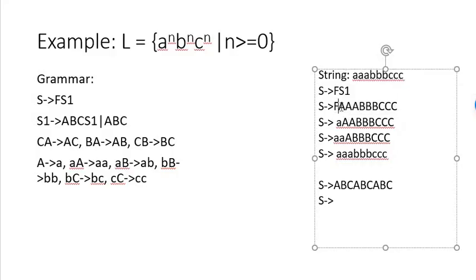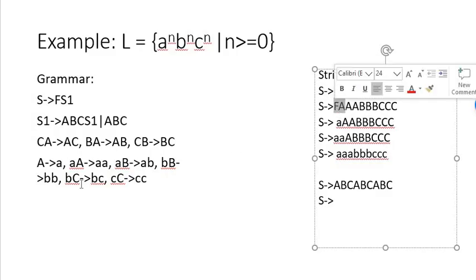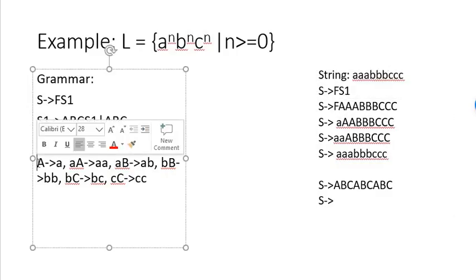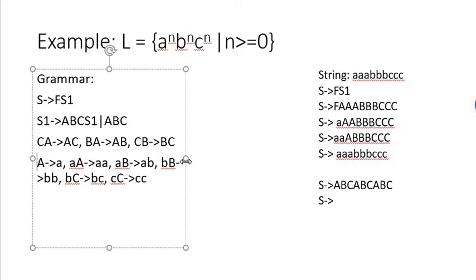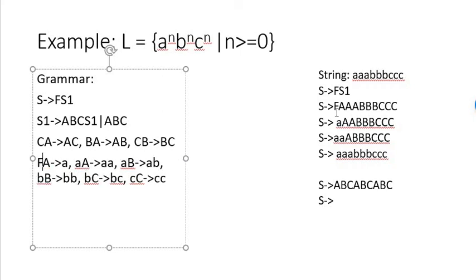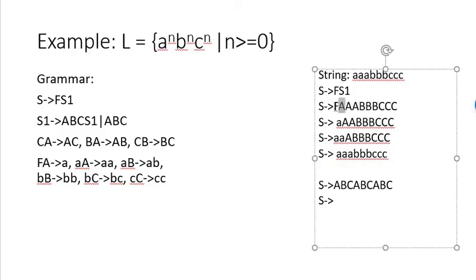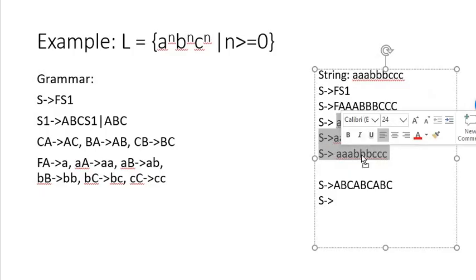This F is there, and now I am going to replace this FA by small a. Earlier we wrote only that capital A should be replaced by small a, but now what I am changing is that I will replace this FA by small a. So this FA has been converted into small a, and then you can understand how this string triple A, triple B, triple C has been generated.